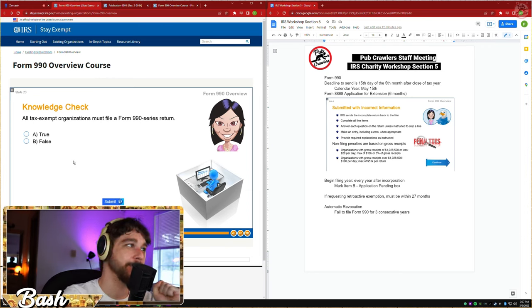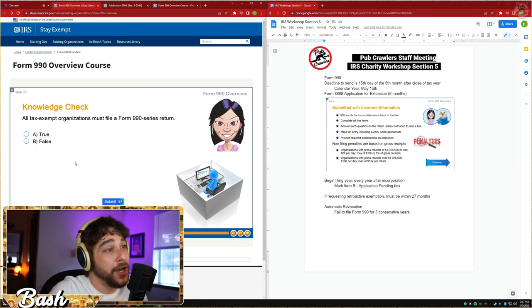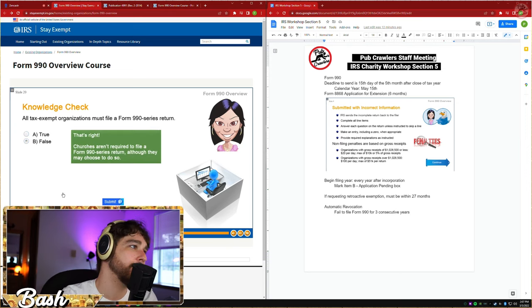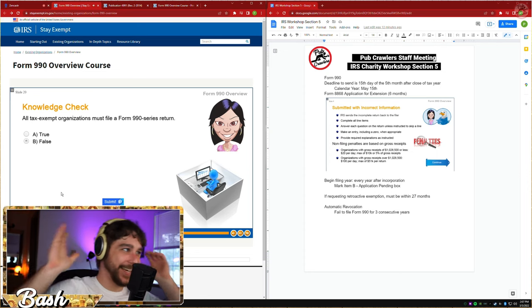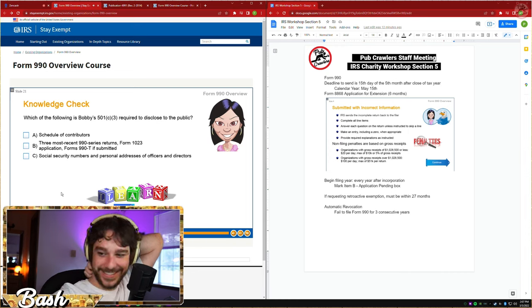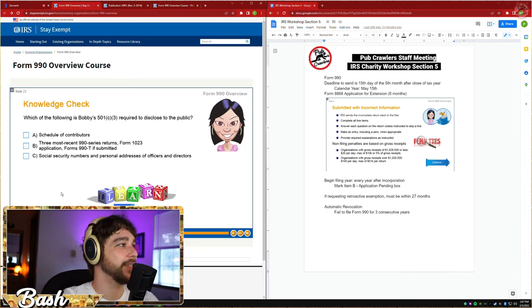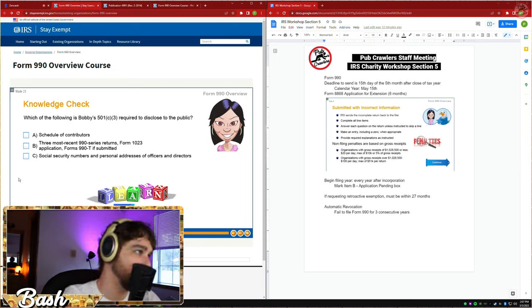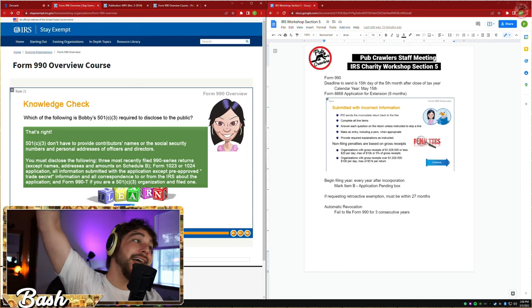All right, so knowledge check. All tax-exempt organizations must file the Form 990 series return. False. There's a couple different versions. Churches don't either. Which of the following is a 501(c)(3) required to disclose to the public? Schedule of contributors, three most recent returns, Form 1023 application, Form 1020. Not the last one. You do not have to disclose the list of donors. You only have to disclose the amount and the date. You do disclose the contributors to the IRS, but not to the public. Yes, that's correct. Sweet.